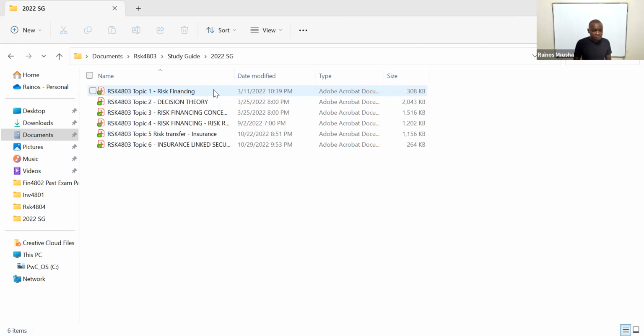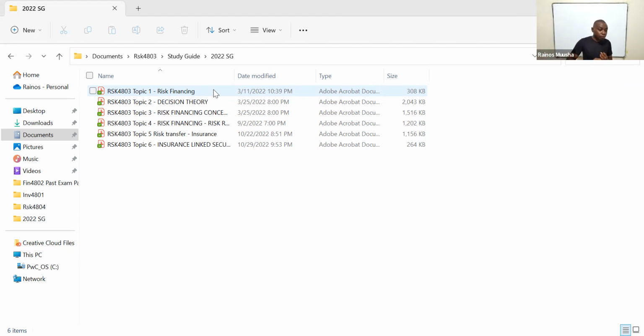We need to go through topics 1 to 6 between now and the end of October. The period of November, December, January, until you write your exams, sometimes it's January, sometimes it can be February, but usually for RSK4803, it's January, if not end of January. During that revision period, we are going to go through reviewing the current year's assignments, where there is material that is relevant for the exam.